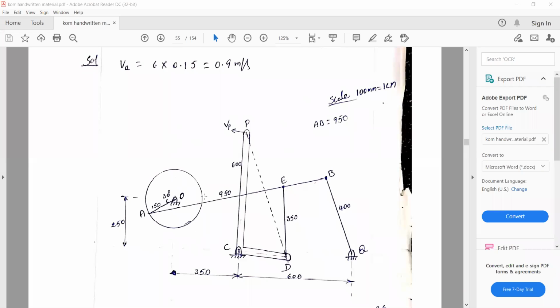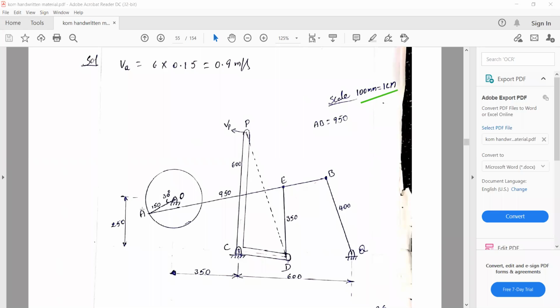Now, how to draw our configuration diagram. Before drawing the configuration diagram, first you have to set up the scale. That is 100 mm equals 1 centimeter.